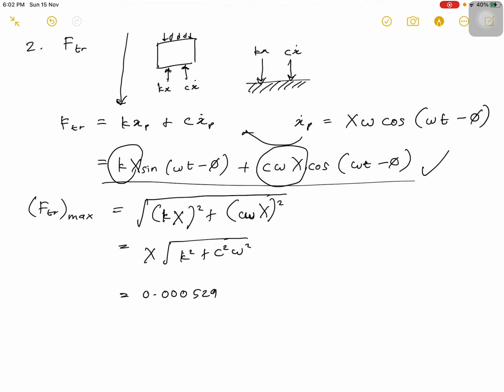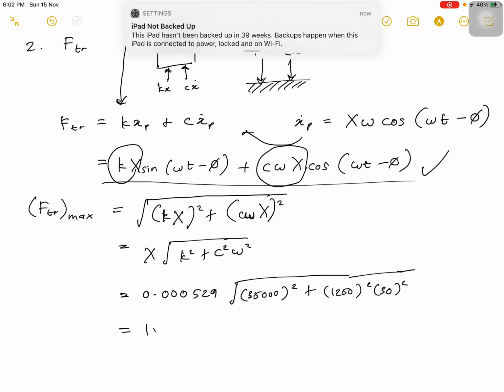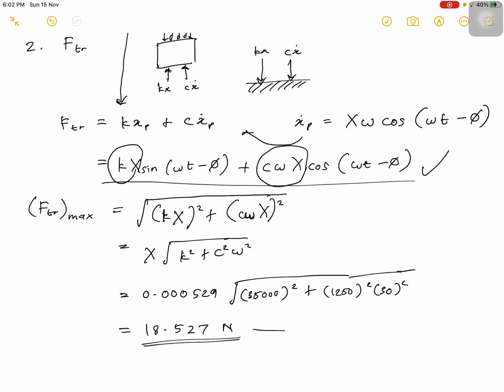Alright, and then we just replace the value again. 35,000 squared plus 1250 squared times 30 squared, right? So we will get that the final answer is 18.527 Newton. So this is the maximum force transmitted to the base.